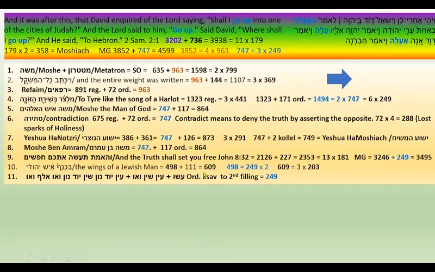Asaph represents our ego. Our ego needs subduing. With what? With the truth. The truth shall set us free from dominion. Our inner Asaph dominating over our soul, or our body dominating over our mind. It will set us free from that domination.